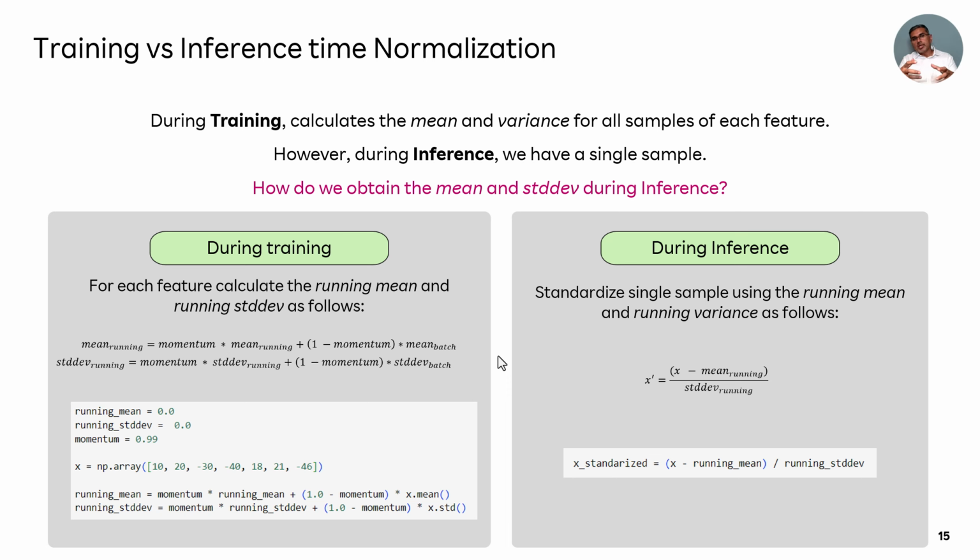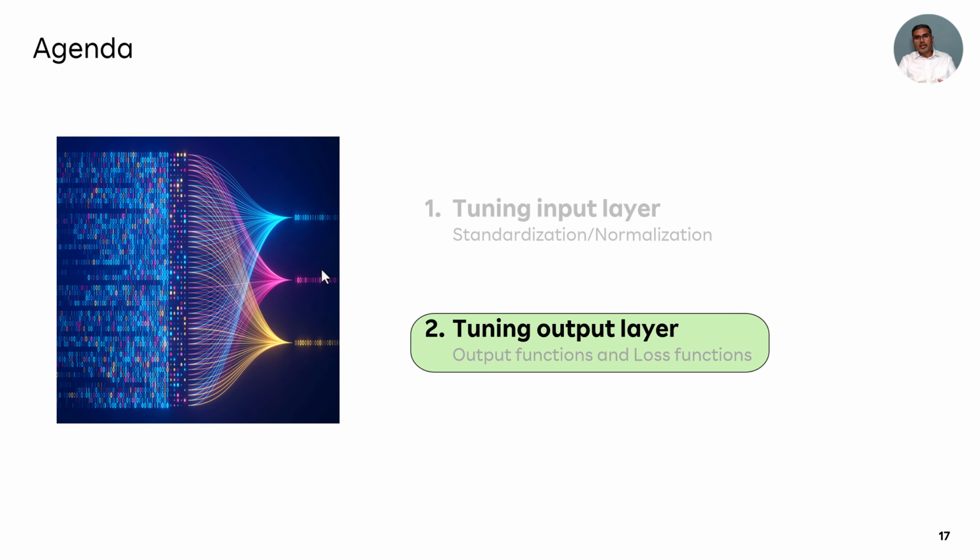So that is how you transform your input data so that you bring consistency in how the data is processed by the neural network. This is a very important step, and later on in today's presentation, I'll give you a demo of what happens to the training when you standardize or normalize it versus when you don't. With that, let's move on to the second part of today's presentation.